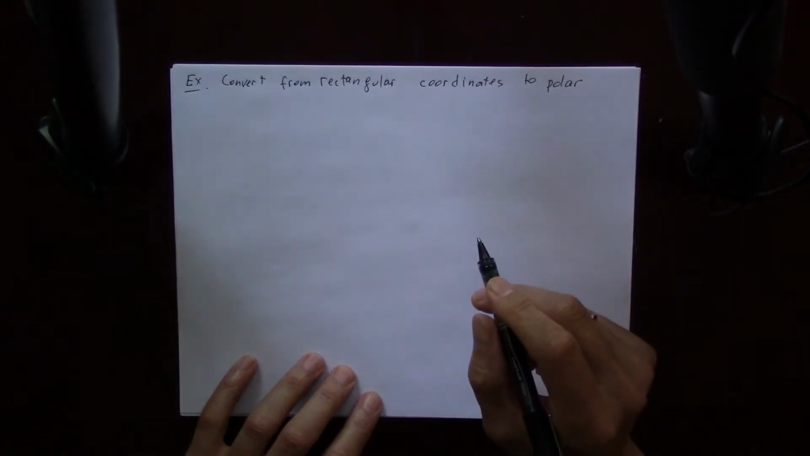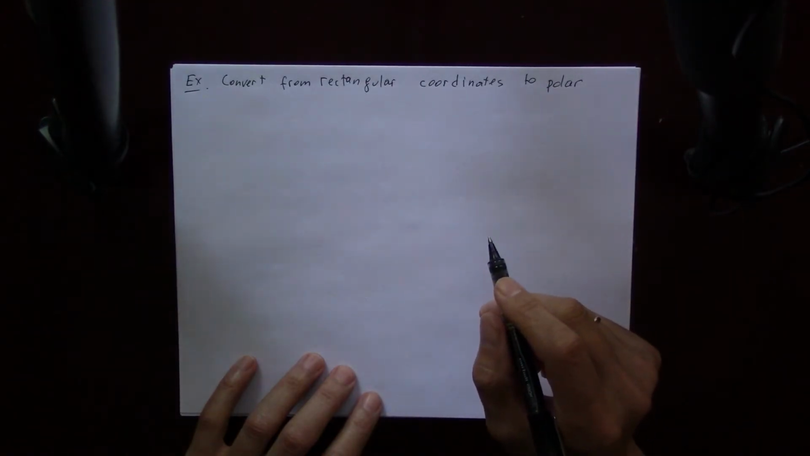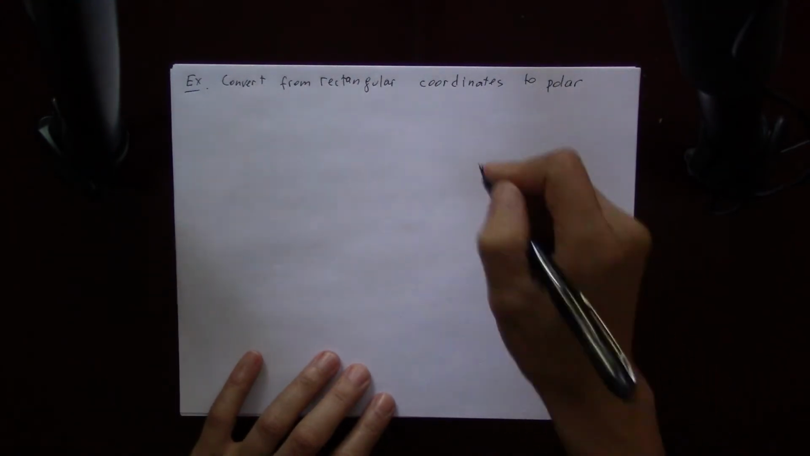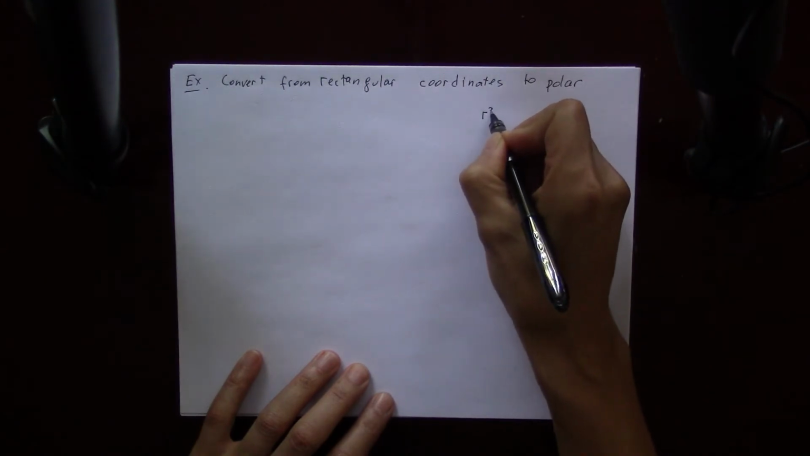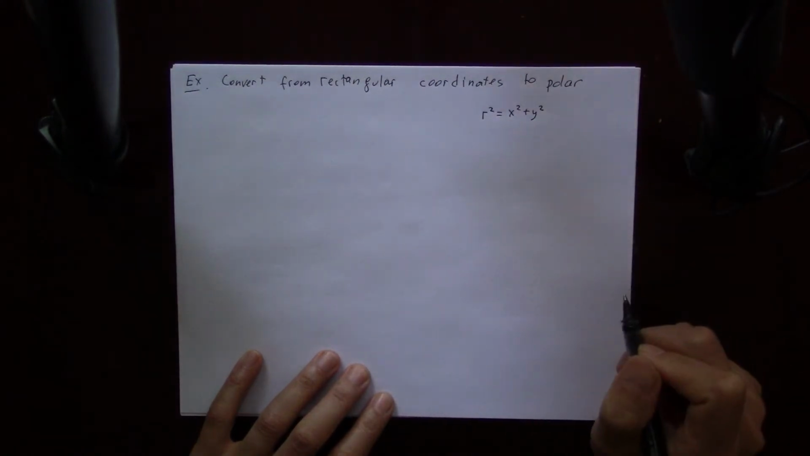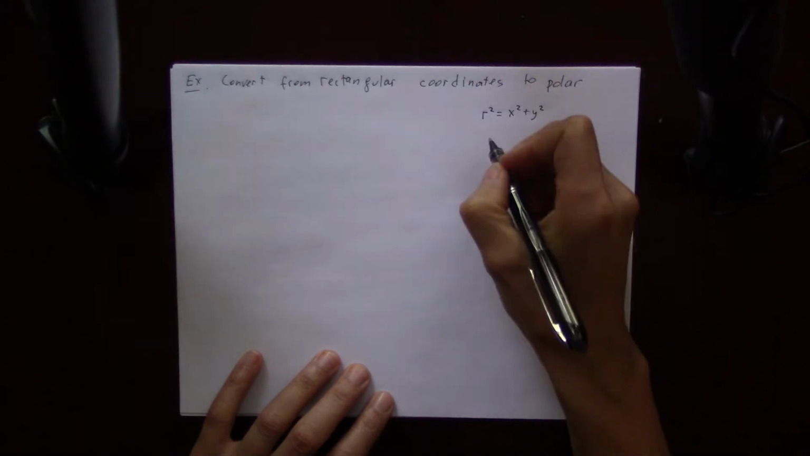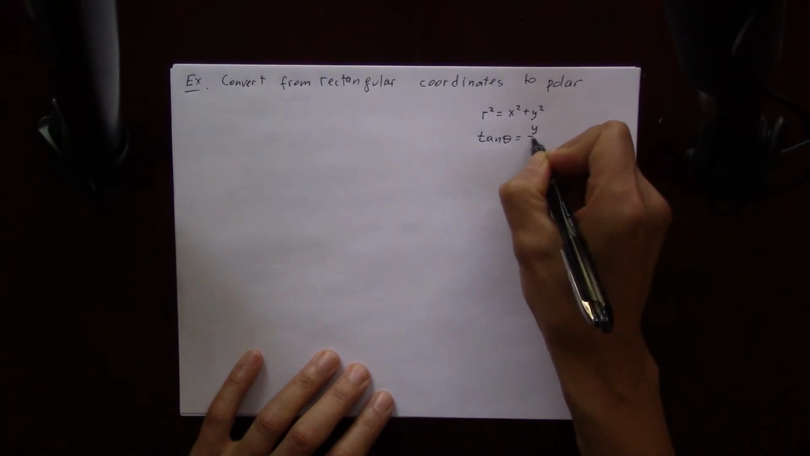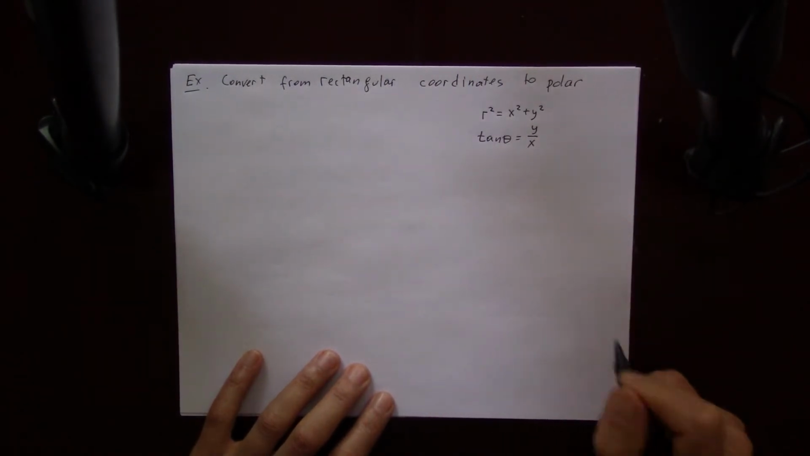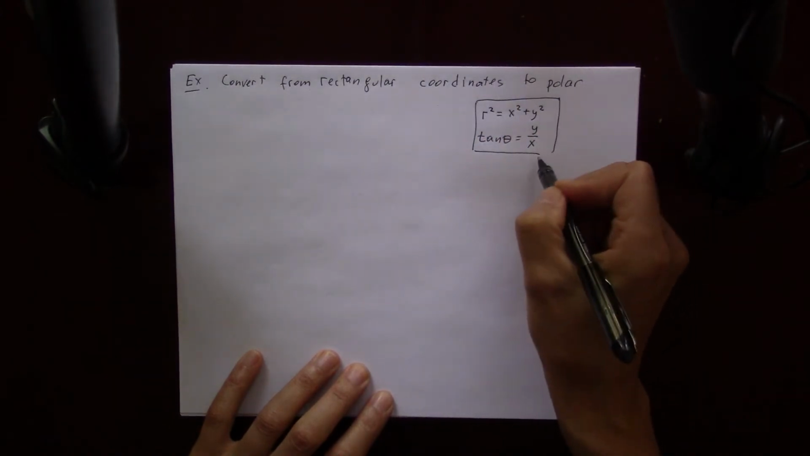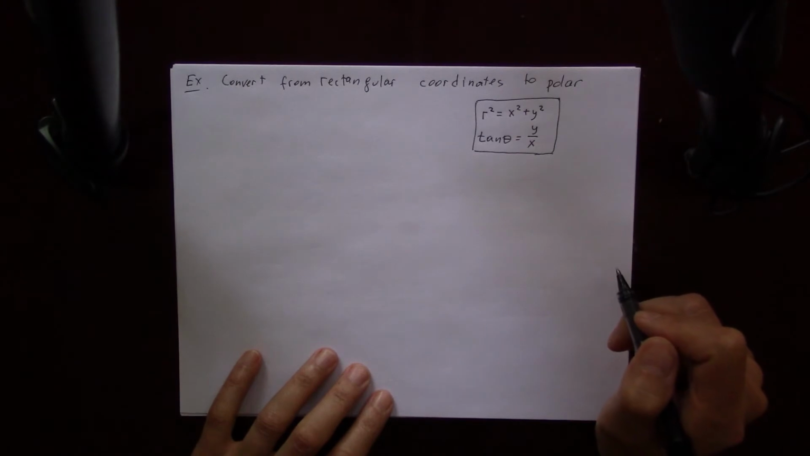In the next example, we want to convert from rectangular coordinates of a point to polar. When we're doing that, we're going to rely on two formulas: r squared equals x squared plus y squared. That formula tells us how to find r. So r is going to be the square root of x squared plus y squared. And tangent theta is going to be equal to y over x. So to find theta, we're going to take tangent inverse of both sides.